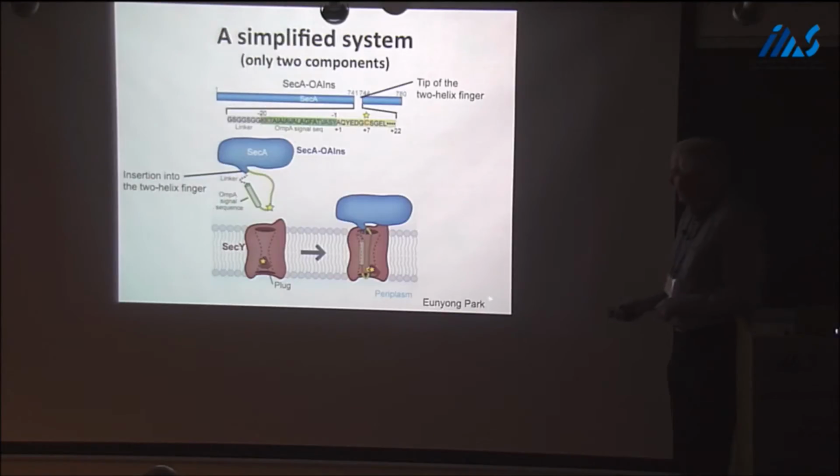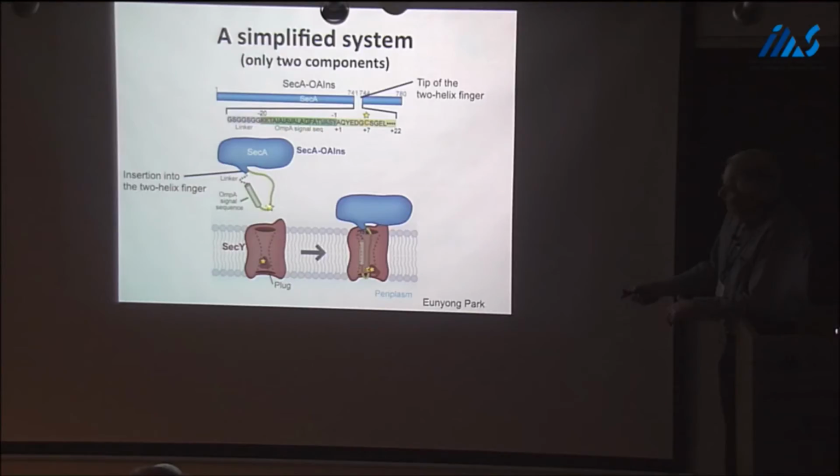So then Eunyong Park, the student, had this great idea to open the two-helix finger at the tip and insert a linker, the signal sequence, and the mature region of the polypeptide chain, and then go back into the second helix of the two-helix finger. So this looks like this here. Here's SecA, here's the two-helix finger, here's the substrate inserted into the SecA molecule. So now you reduced it to two components rather than three components, and obviously this simplifies the system.